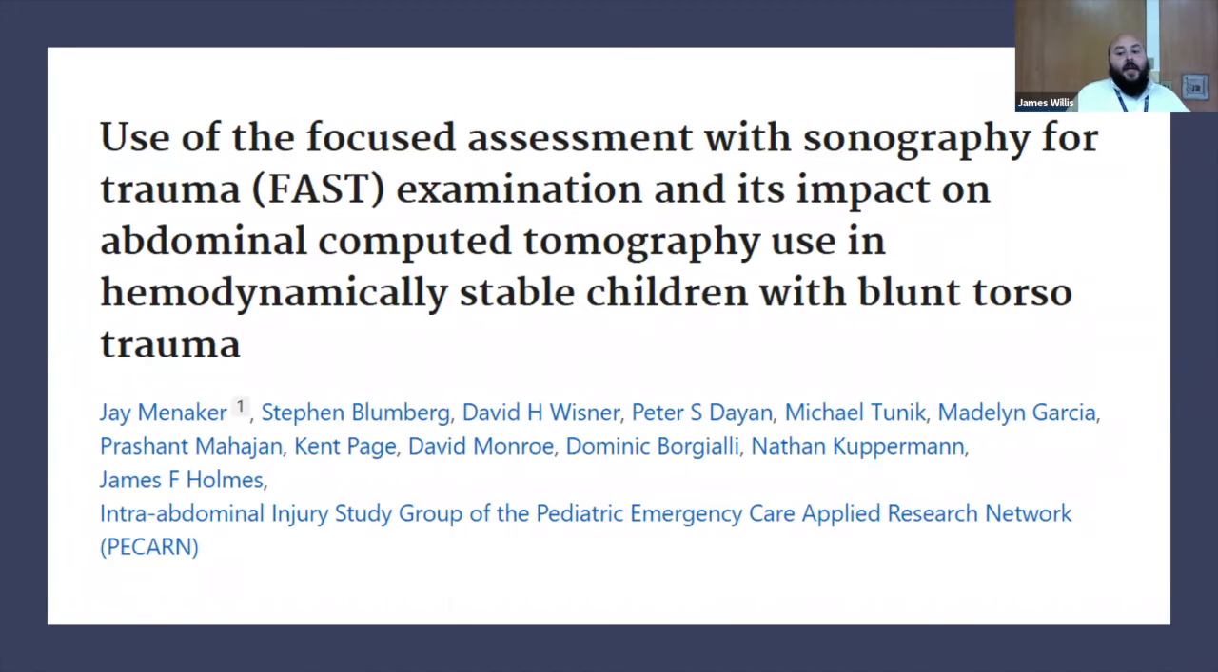This was actually a prospective observational study that looked at children less than 18 years with blunt thoracic trauma, published in the Journal of Trauma and Acute Care Surgery in September of 2014. The purpose of the study was to evaluate the variability of clinician-performed FAST exams and its impact on the use of CT abdomen in hemodynamically stable children with blunt torso trauma.